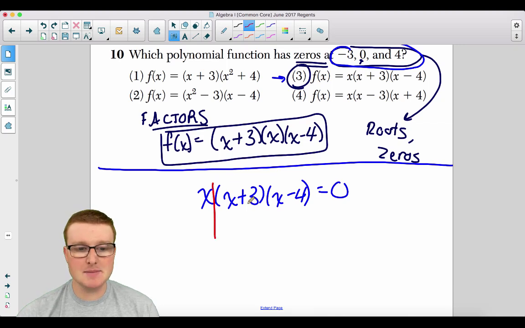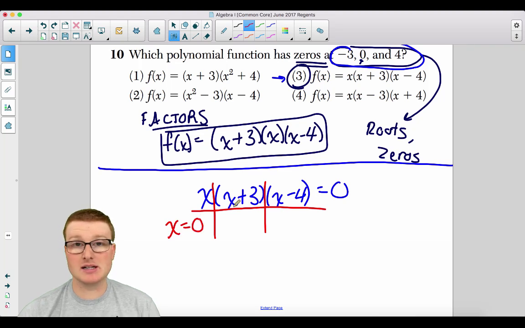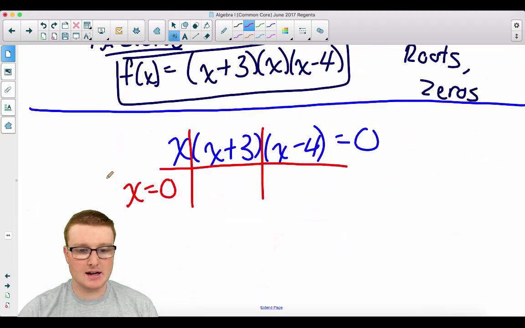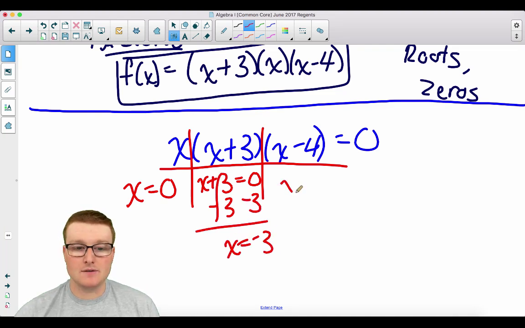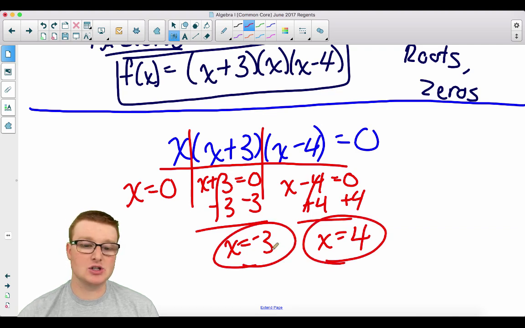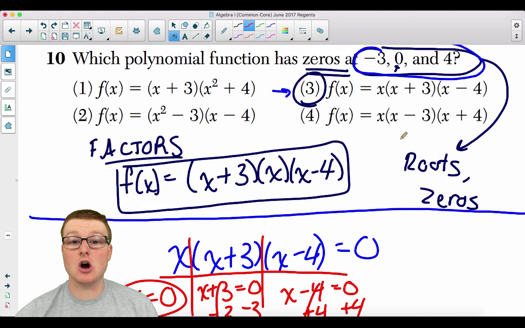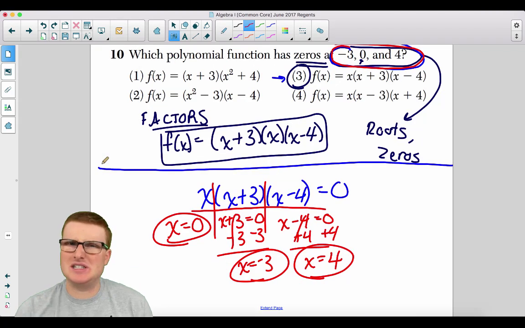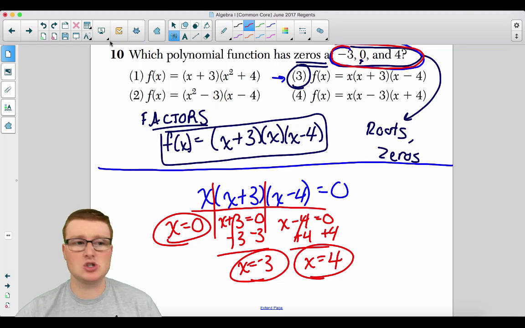This is the classic T-bar that many of you remember, or T-chart, okay? So x is automatically equal to 0 because there's no number there. So now, from here, we get x plus 3 is equal to 0, right? Subtract the 3 on both sides, we get x is equal to -3. From here, over here, we get x minus 4 is equal to 0. Add that 4 on both sides, and we get x is equal to 4. As I just proved to you, these 3 answers is what's shown up here, the -3, 0, and the 4. That's what zeros means in terms of polynomials. All right, so your answer is choice 3.